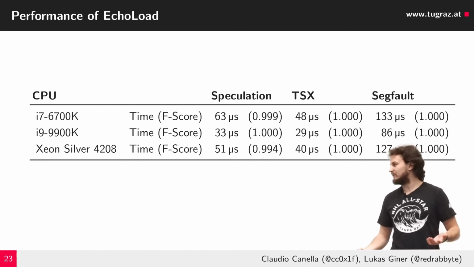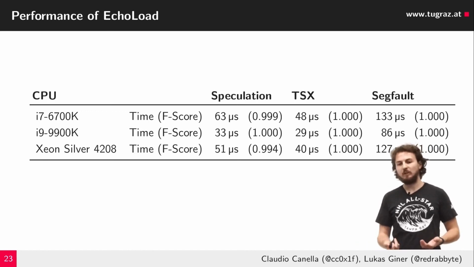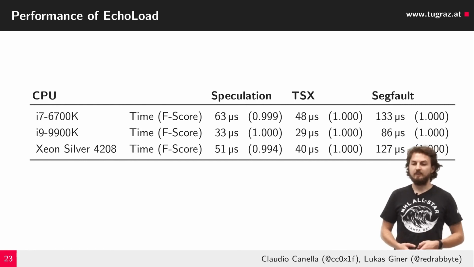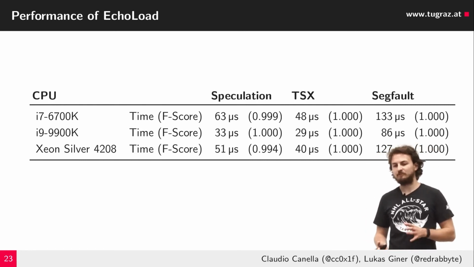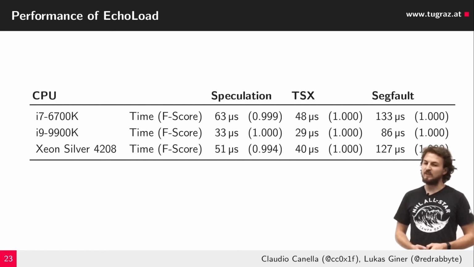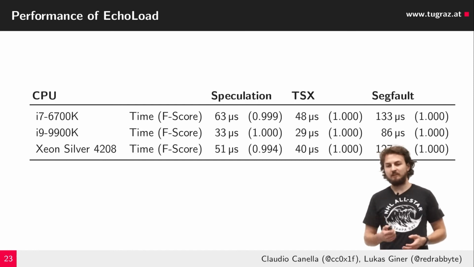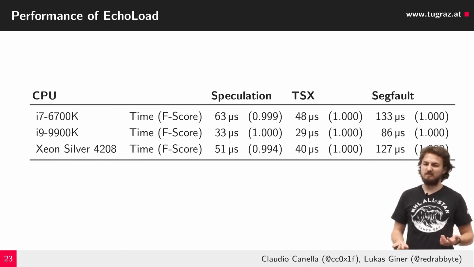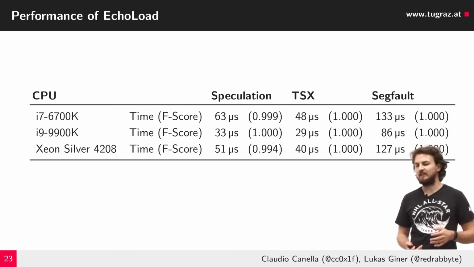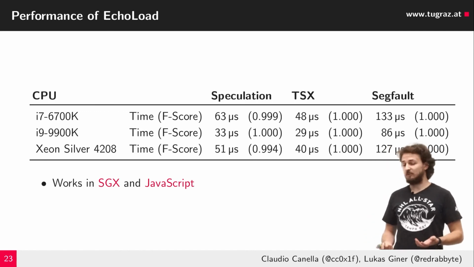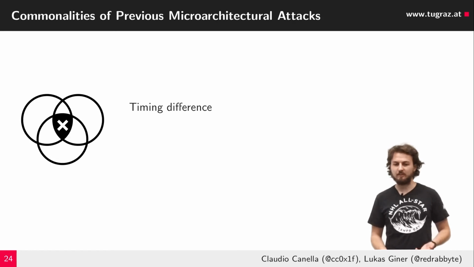There it's basically Meltdown. And we also tested it to suppress the fault. We use speculation, TSX, or segfault handling. And as we can see on the i9, with TSX, we need to wait roughly 29 microseconds for the result and an F-score of 1. So we are more or less perfect. And with speculation, we don't always get a value of 1 for the F-score, but this is simply because we sometimes fail inducing the misspeculation. So the nice thing about EchoLoad then is also it works in SGX and also in JavaScript.